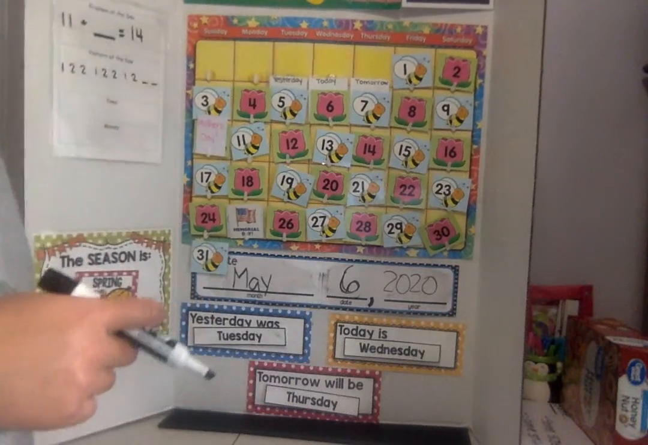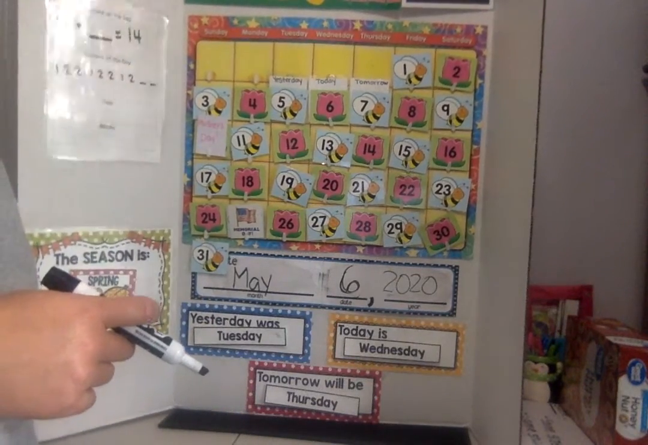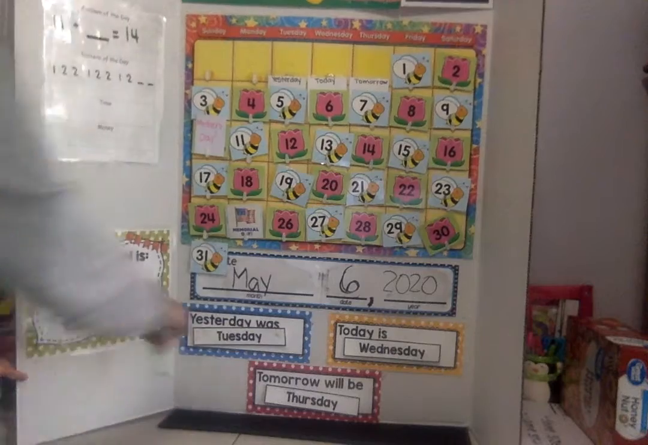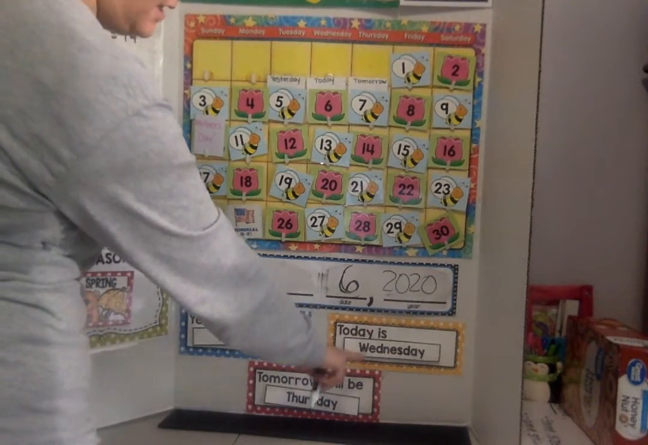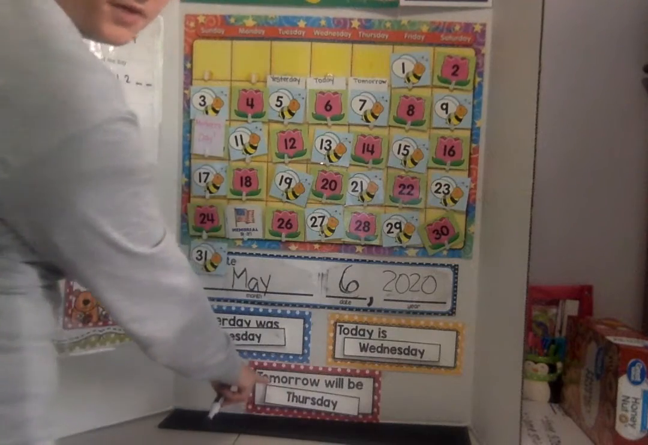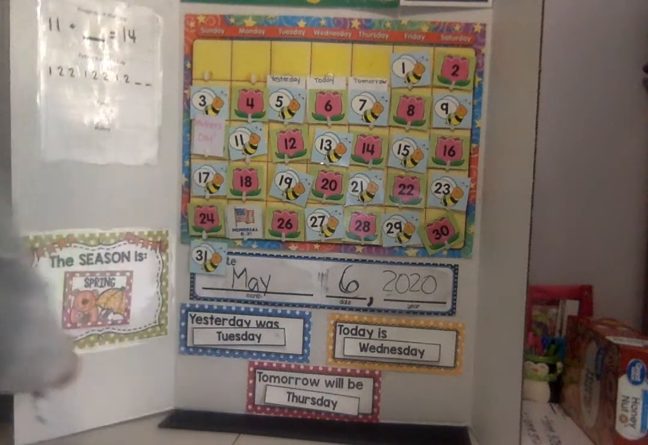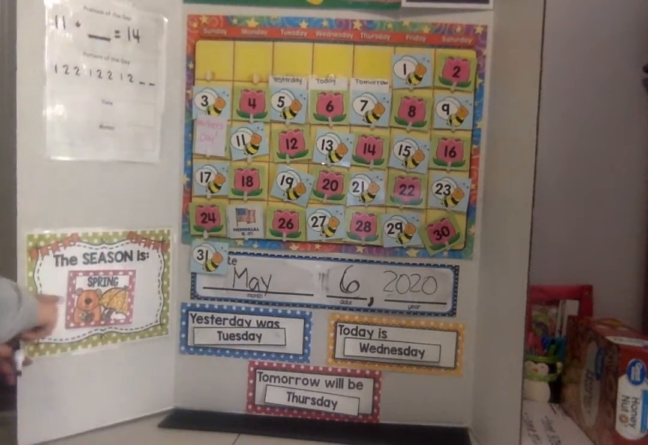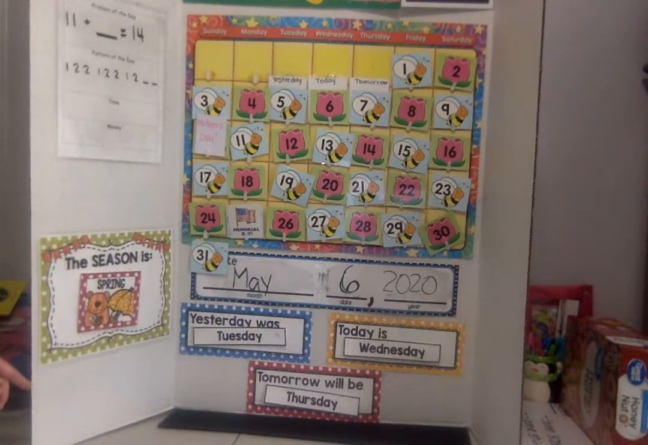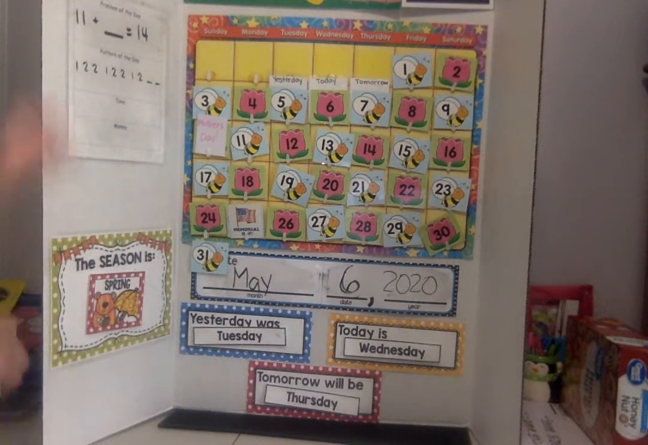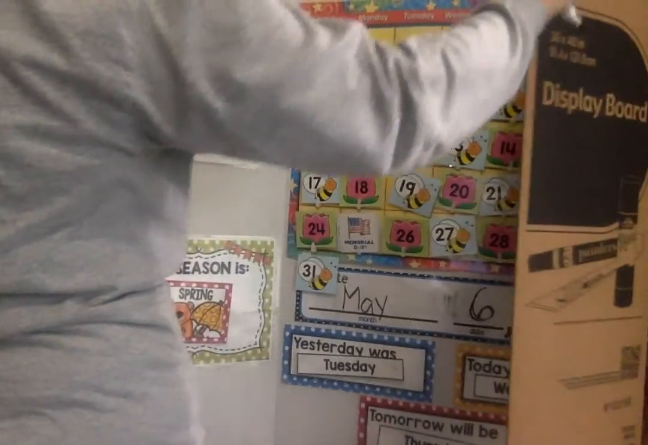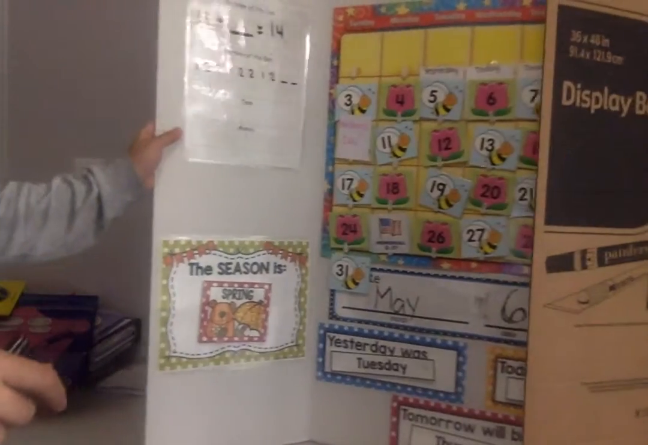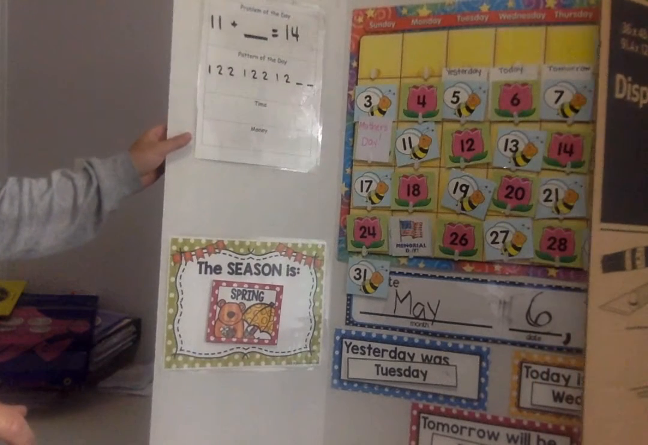All right, so let's read all three days and our season. Ready? Yesterday was Tuesday. Today is Wednesday. Tomorrow will be Thursday. The season is spring. Very good. All right, so here, shift over a little bit, is our problem of the day.